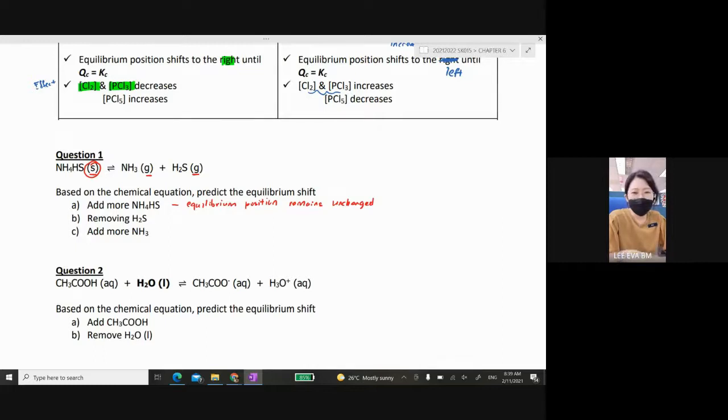Yes, madam. Basically speaking, if it's solid or liquid, it will not affect the equilibrium. Aqueous has concentration. So if it's in solid and liquid form, it won't change the equilibrium at all. So this only applies to gas and aqueous solution, which have concentrations.